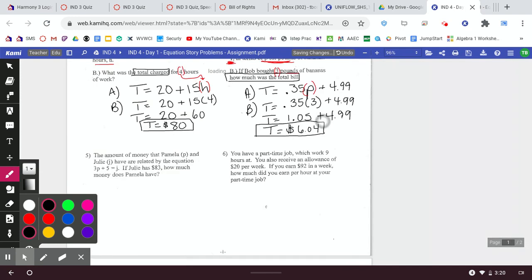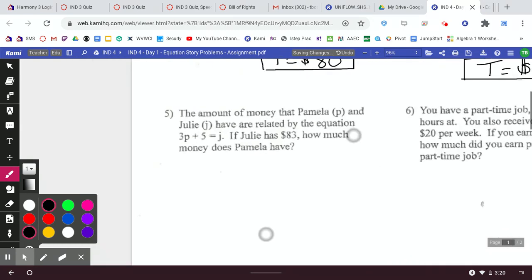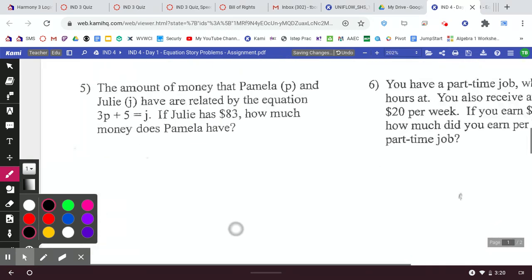All right, let's look at number 5. Well, number 5 is nice because they already wrote the equation for you. So the amount of money that Pamela, using P to stand for Pamela, and Julie, using J to stand for Julie, are related by the equation. Okay, they give you the equation. If Julie, which is the J, right, Julie J, if Julie has $83, how much money does Pamela have?